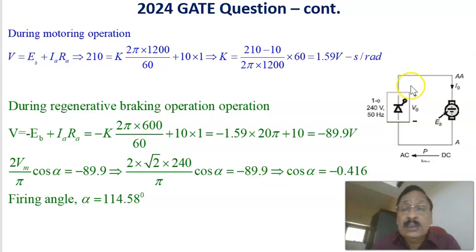During the regenerative braking condition, the polarity of this voltage is, of course, negative, and its magnitude is equal to 89.9 volts. That is, the voltage should be equal to minus 89.9 volts. Now the question is, what should be the firing angle of this converter?